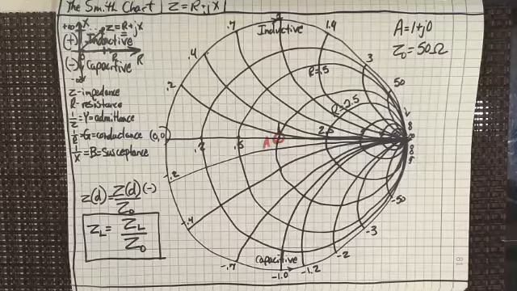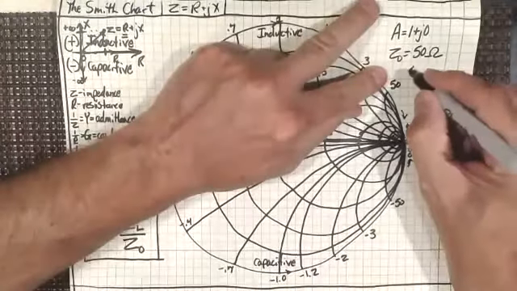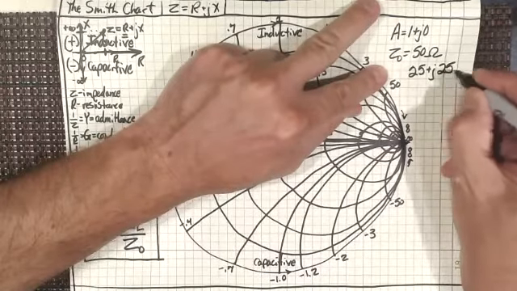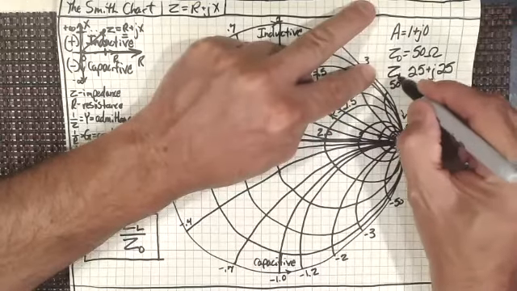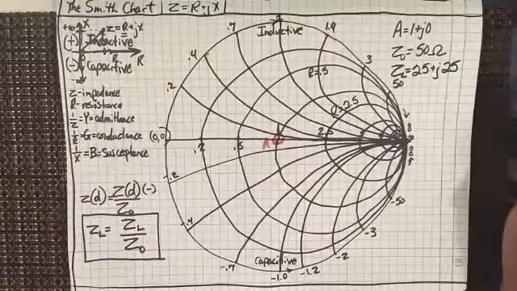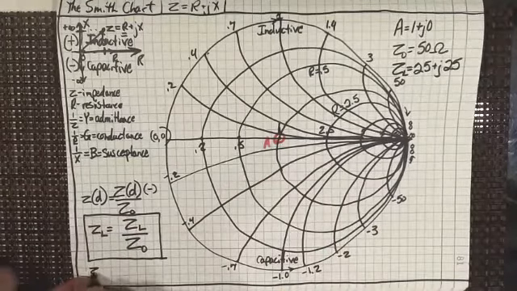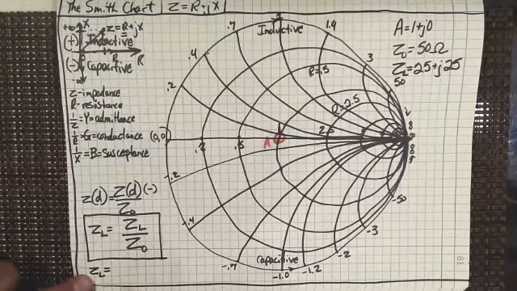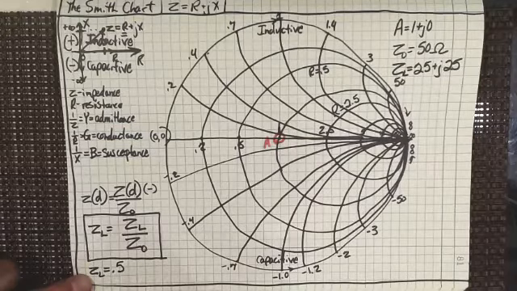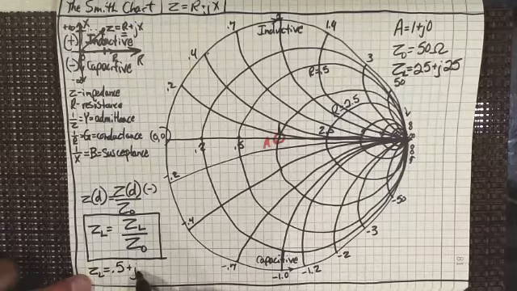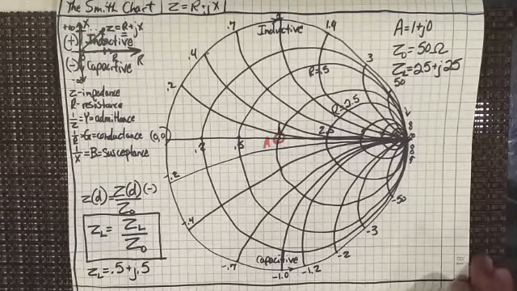And I thought that I would look at one that had a 25 plus j25 load impedance. This is an easy one. Well, what will that give us? If we were looking at small z sub L for that, that would be 25 divided by 50, which is 1/2. So that would be 0.5 plus j25 divided by 50, which would be 0.5, right?